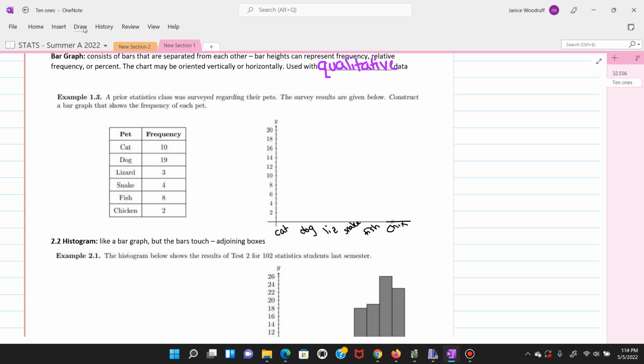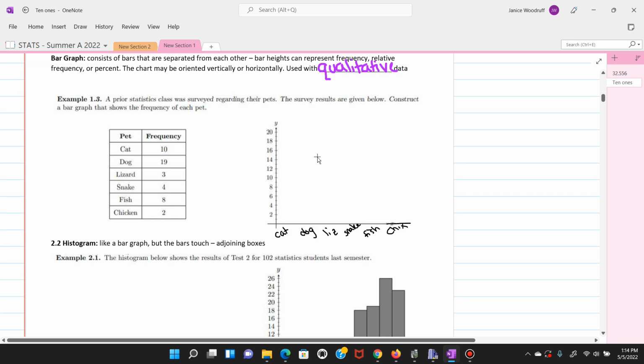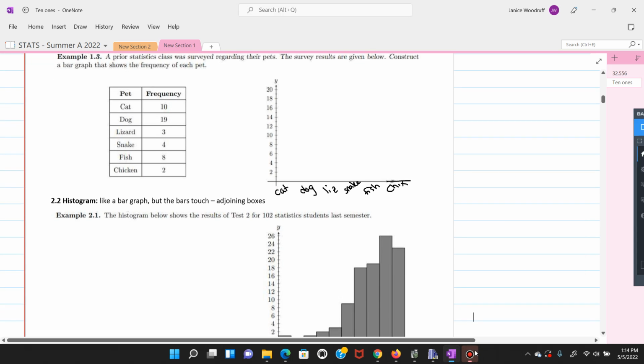Okay. So what we're going to do here for cat is go up to 10. I messed up my pen. Hold on a second. Okay, let's try that again. All right, so we're going to go up to 10. And here's my bar.